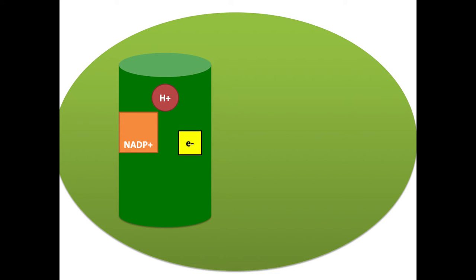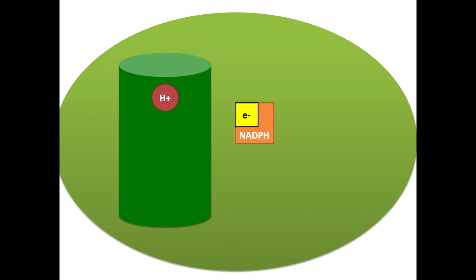Now the electron carrier NADP+ arrives. NADP+ picks up the electron. It's like an empty taxi that picks up its passenger, the electron. Now NADP+, because it picked up that electron, is called NADPH. So it leaves the thylakoid and enters the stroma. So we've got our electron now.